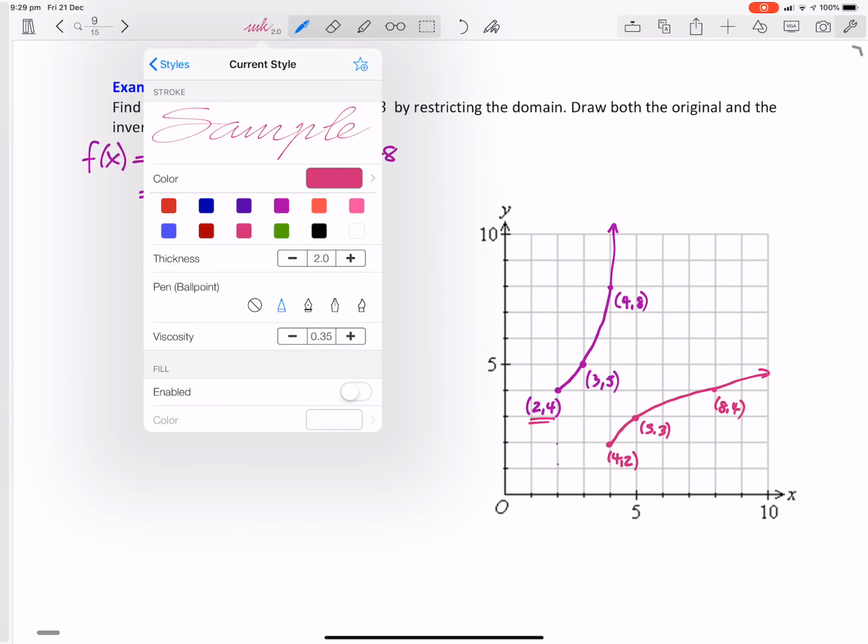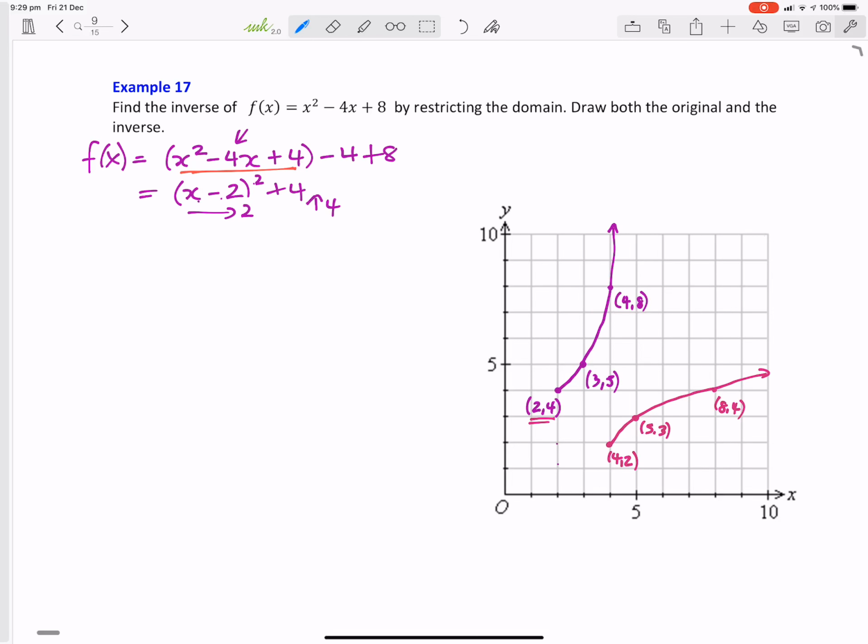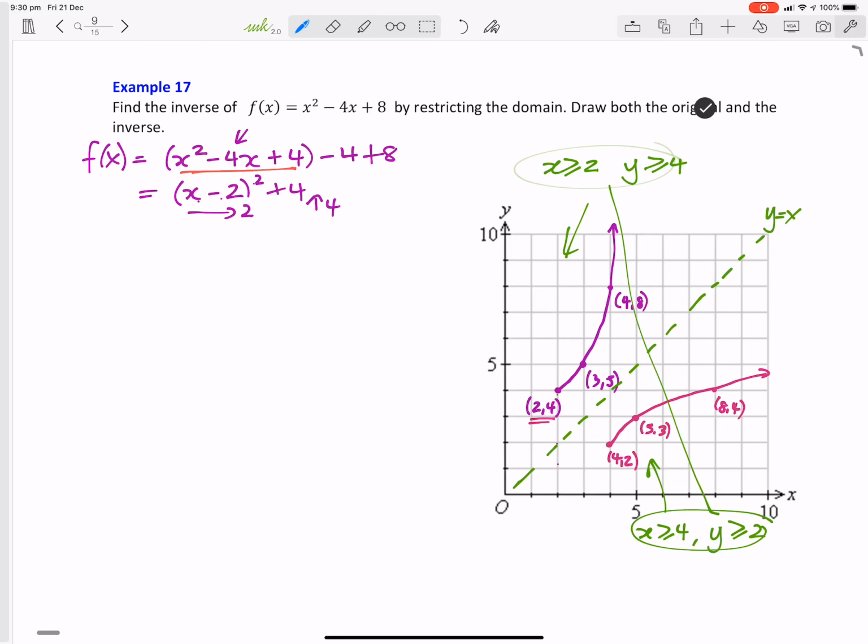And as you can see, here is the line y equals x. You can see that they're the mirror image of each other. And this line has a domain, x is greater than or equal to 2, and it has a range, y is greater than or equal to 4. This one here, x is greater than or equal to 4, y is greater than or equal to 2. You can see their domains and their ranges have swapped.